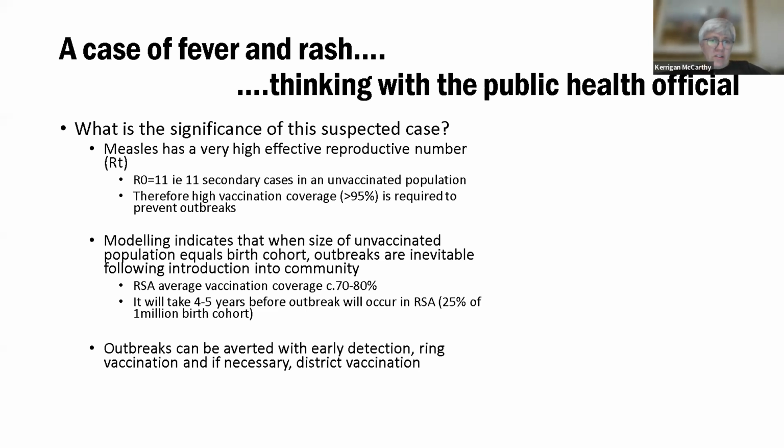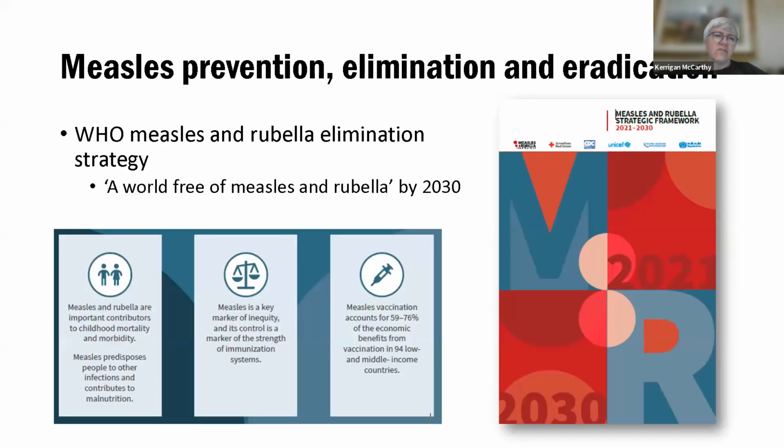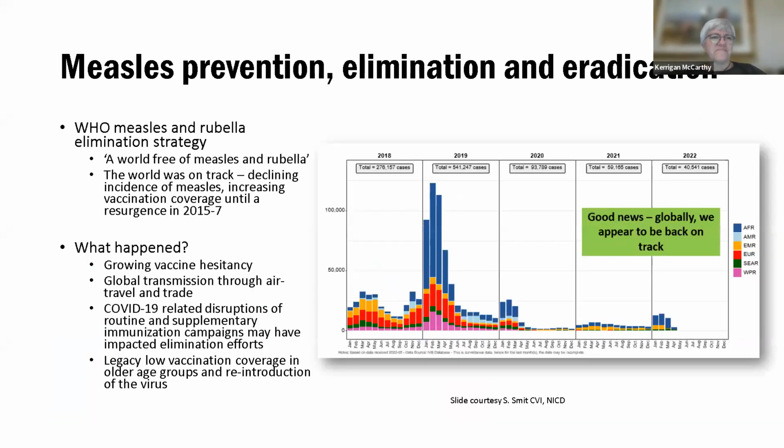So what do we need to do then? Well, we can avert outbreaks, as was seen in this case, through early detection, prompt vaccination of all the contacts, and if necessary, mass vaccination. And that leads nicely on to the WHO Prevention, Elimination, Eradication Strategy for measles. The latest strategic framework envisages the world free of measles and rubella in 2050.